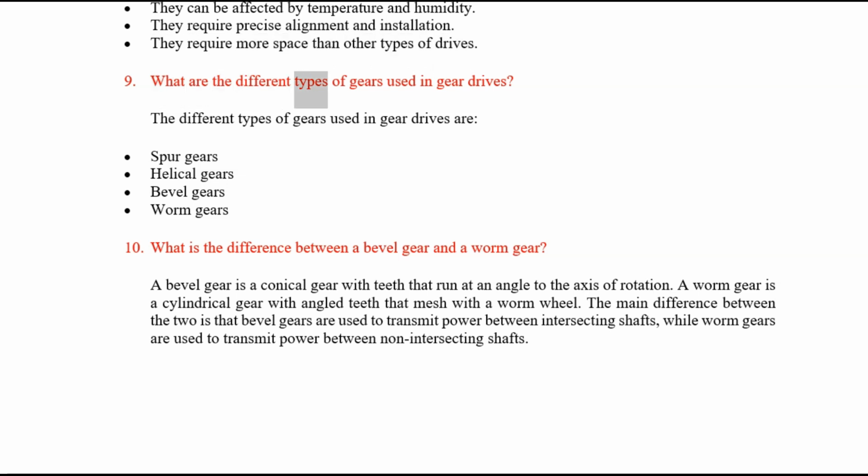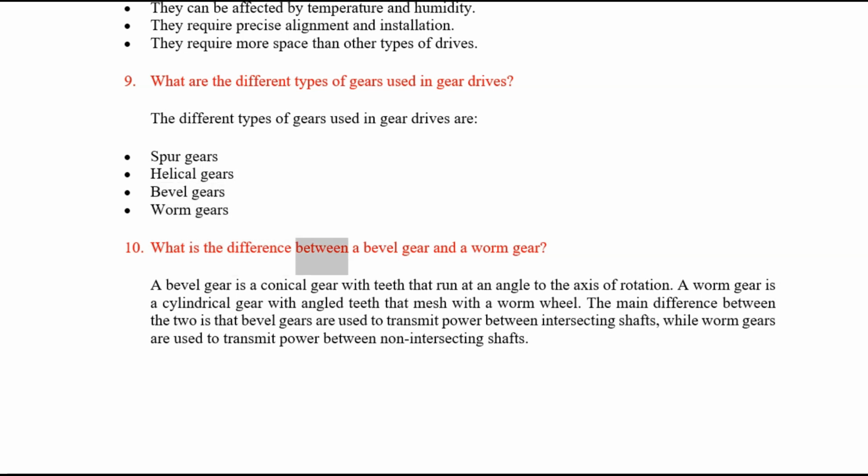What are the different types of gears used in gear drives? The different types of gears used in gear drives are: spur gears, helical gears, bevel gears, worm gears.